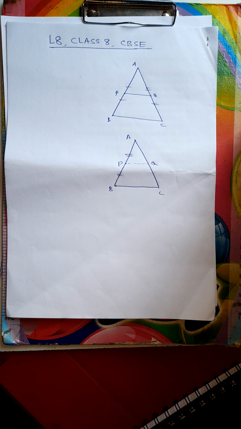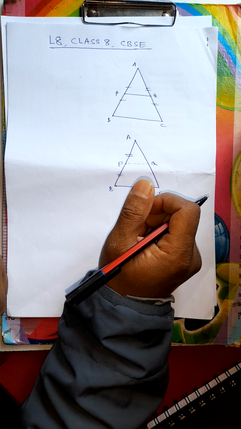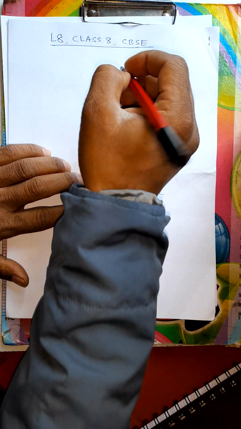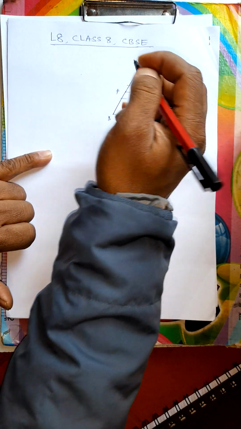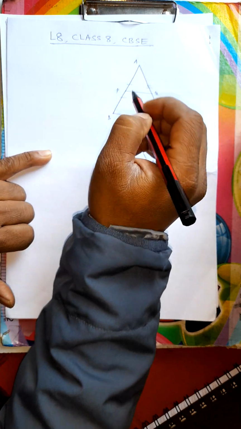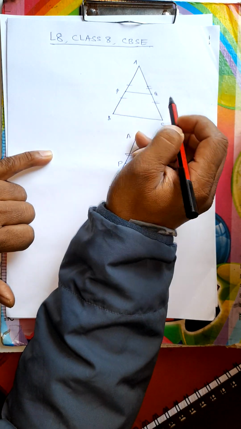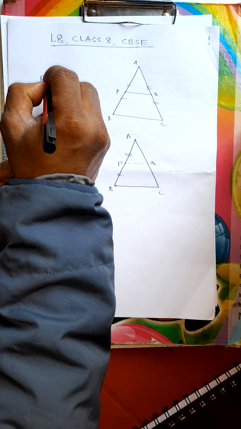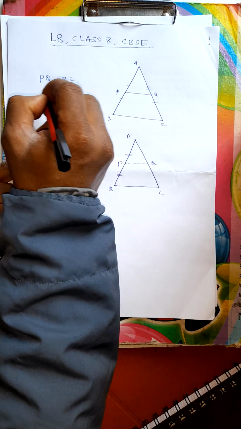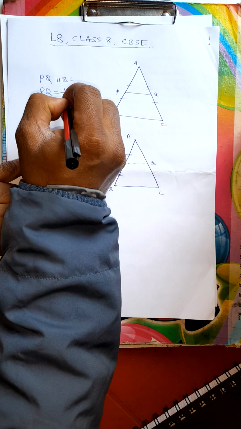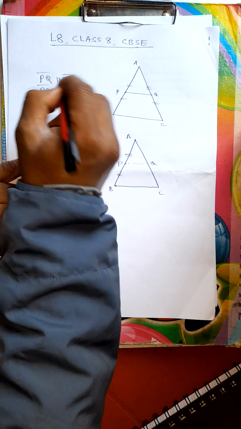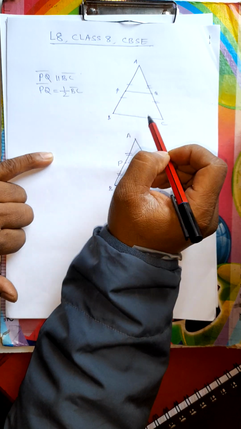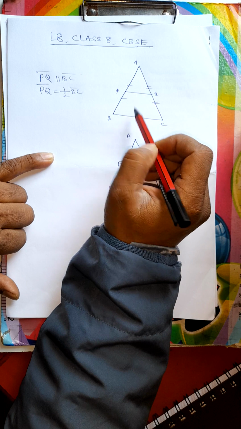We are discussing a few problems on midpoint theorem from class 8, lesson number 8. So let us quickly remember the midpoint theorems again. Say for example, P and Q are midpoints of AB and AC of triangle ABC. Then we find that PQ parallel to BC and PQ equal to half of BC. Right? So line segment joining the midpoints of any two sides of a triangle is parallel to the third side and its measurement is half of the third side.